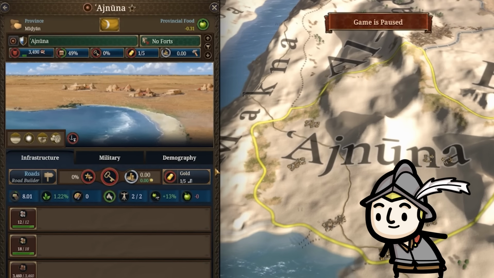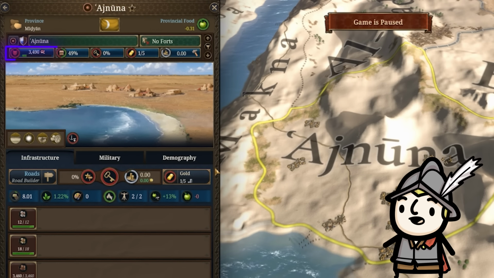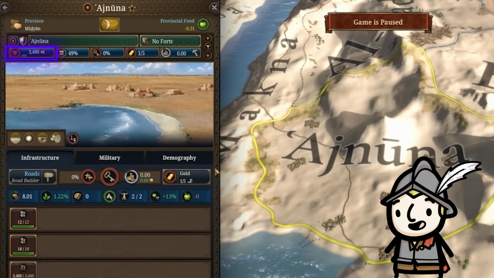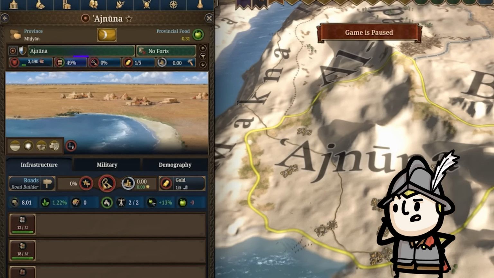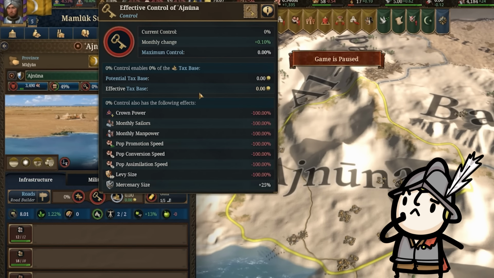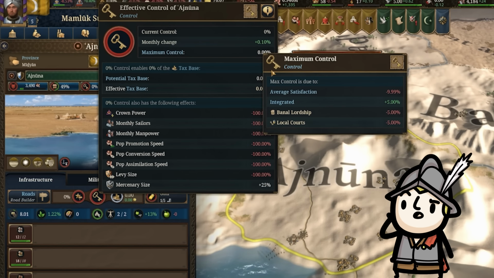So if we zoom on into our gold-producing province here, you can see that it is a very sparsely populated area with only a few thousand tribesmen living in it. Our market access is 49%, not great, not terrible, but our control is currently 0. And if we take a look, the maximum control is also 0.